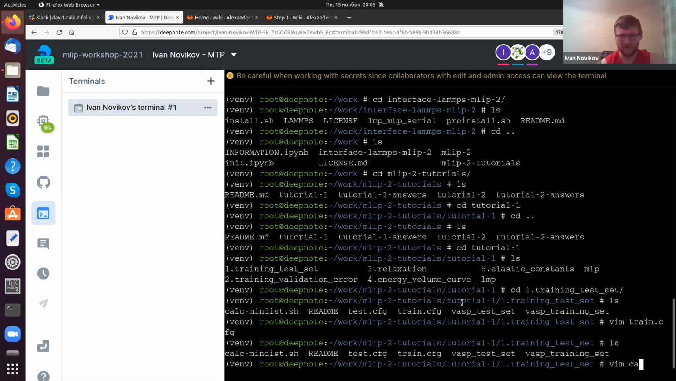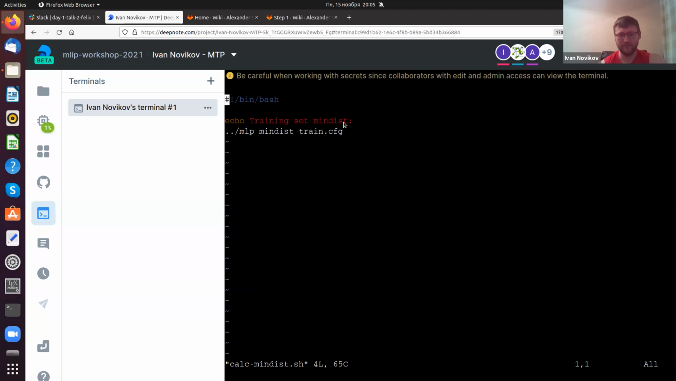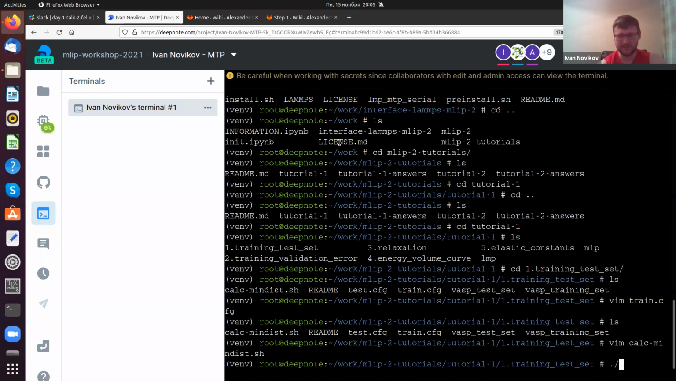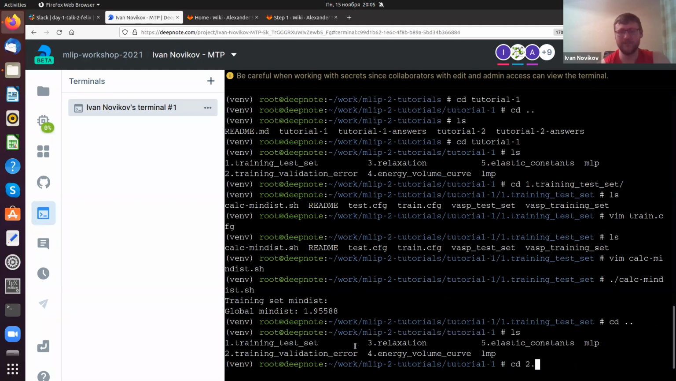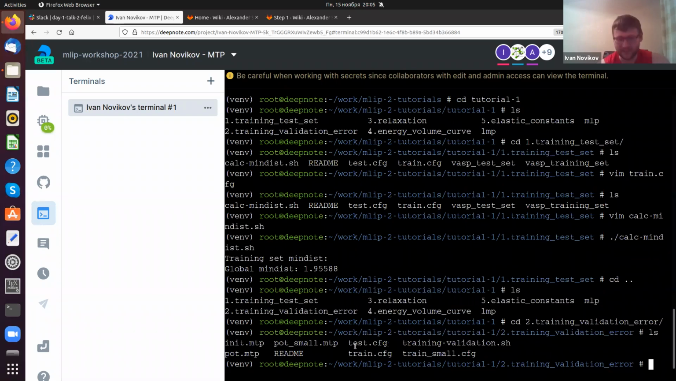And next, now look at what's going on here. Here we have calc min dist, so we can calculate the minimal distance in the training set. Let's do it with the MLIP command mlp mindist. After we calculated it, we have 1.95 angstrom as min dist. So we may specify this minimal distance in the potential.